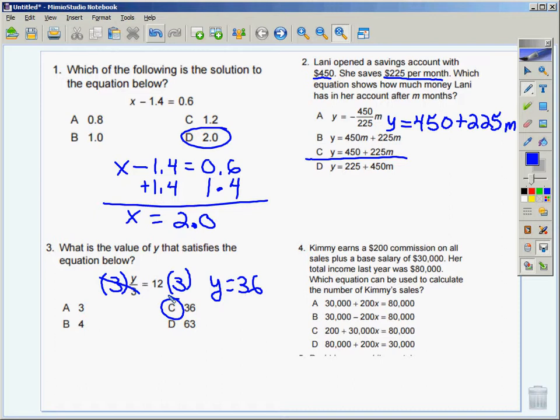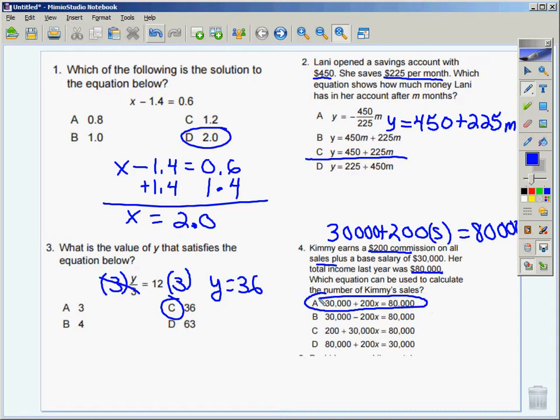Kimmy earns $200 commission on all sales. So she's earning $200 every time she makes a sale. And she earns a salary of $30,000. And it said last year her total income was $80,000. So I'm looking for 30,000 plus 200x equals 80,000. The correct answer is A.